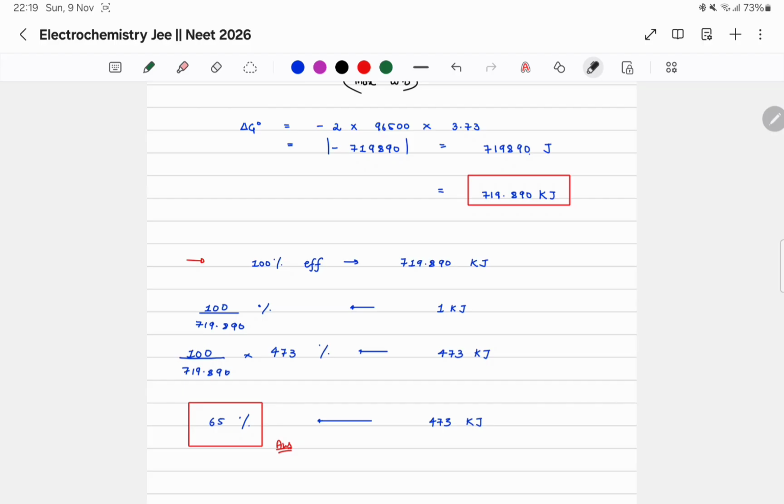Today is the last question of the electrochemical series. Next we will start with other chapters. Again we'll do 10 questions. Our aim is to complete 10 questions of the most important chapters first of our class 12th, then class 11th.